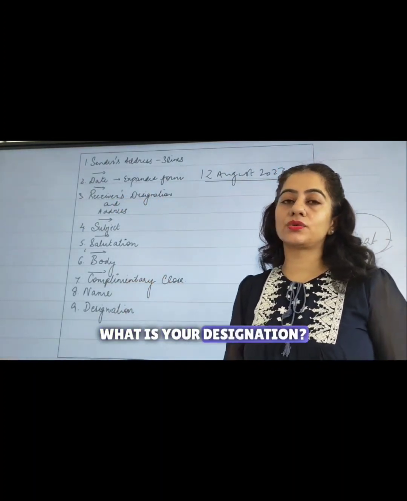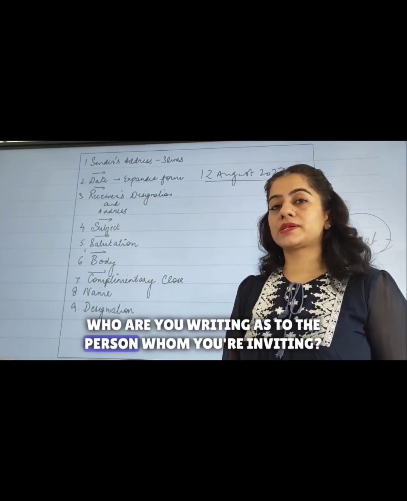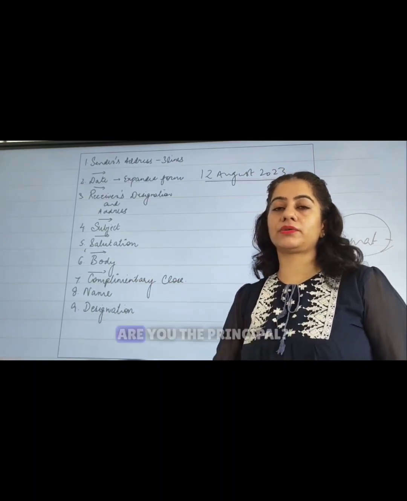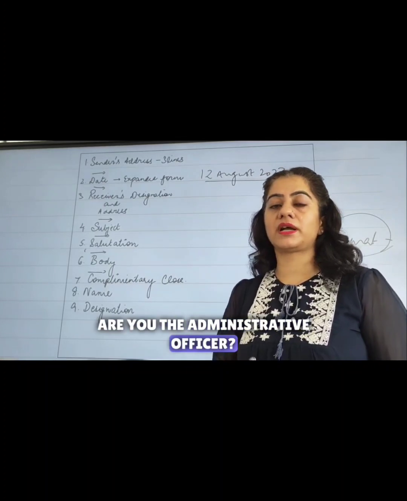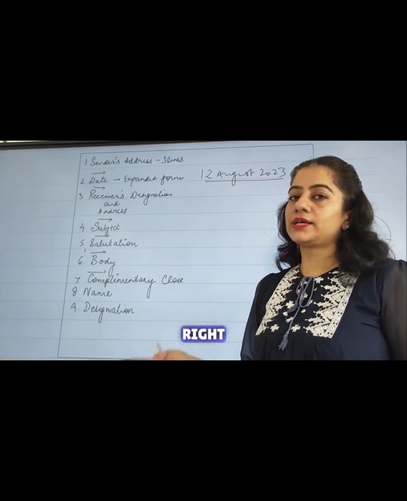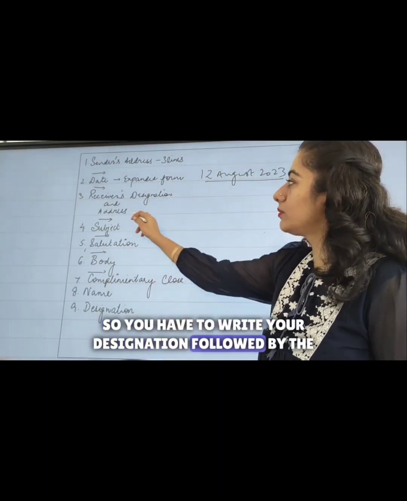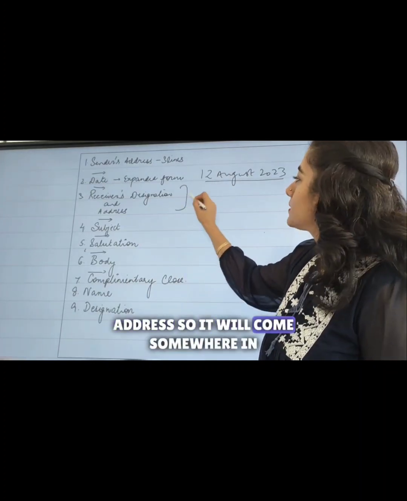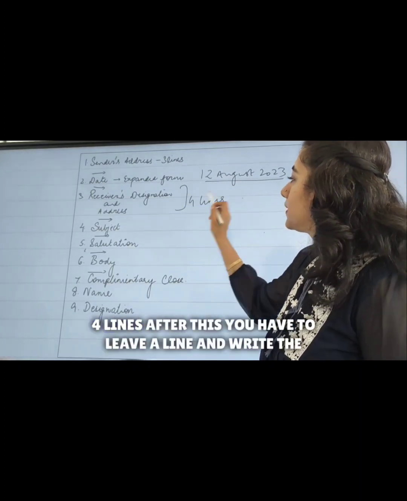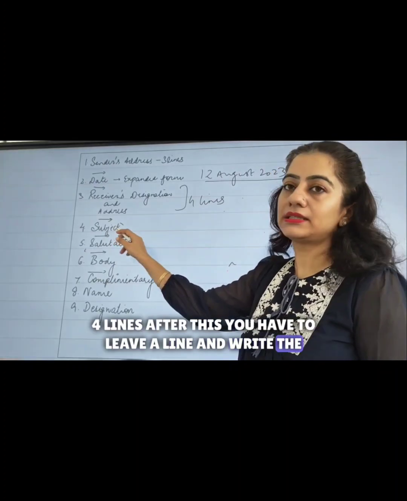What is your designation? Who are you writing as to the person whom you're inviting? Are you the chairman? Are you the principal? Are you the administrative officer? Are you the manager? Who are you? Right? So you have to write your designation followed by the address. So it will come somewhere in 4 lines. After this, you have to leave a line and write the subject.